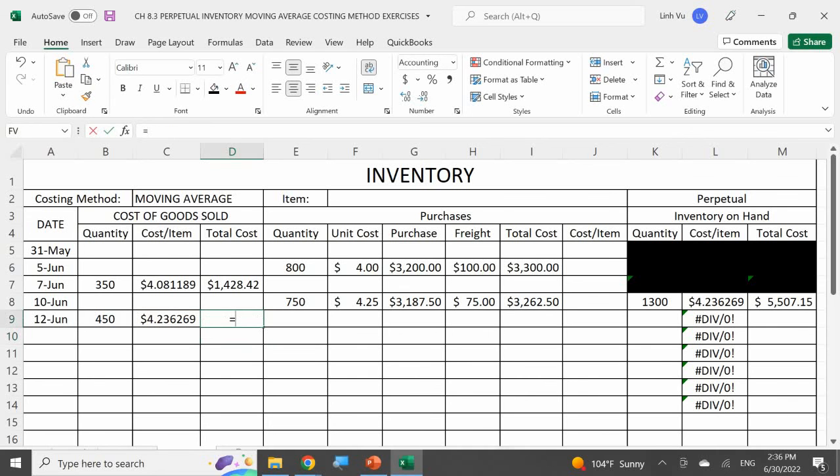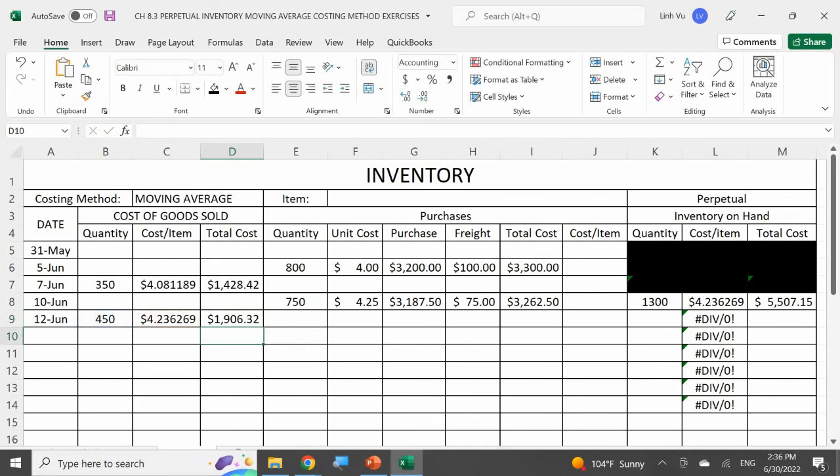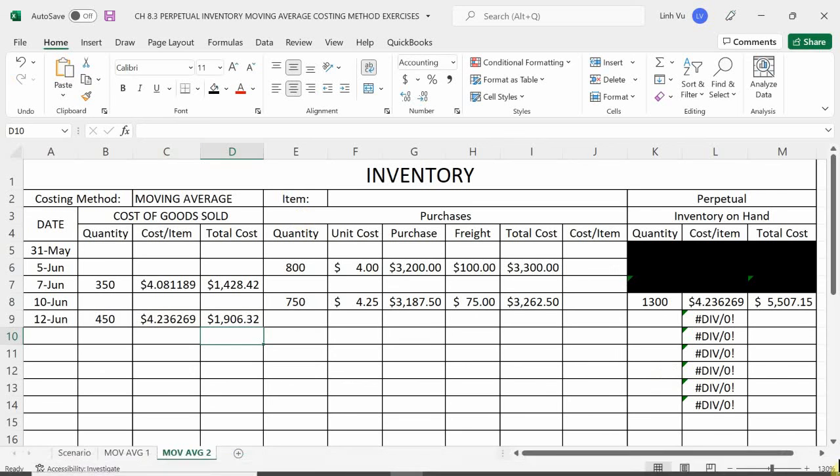I have $2,118.13. Nope. Well, say that again. No, it's $1,906.32. Yeah, good. Quite good.